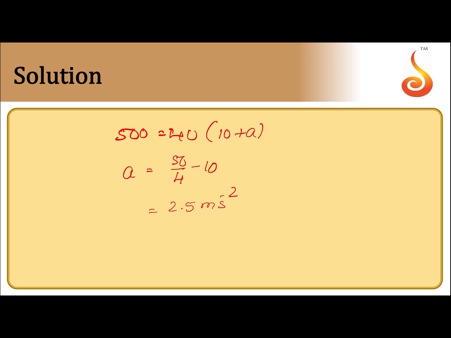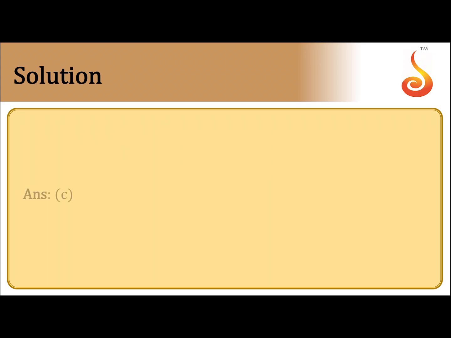So, the maximum acceleration with which the boy can climb up the string or rope is 2.5 meter per second squared. What if the acceleration of the boy is more than this? What will happen? If the acceleration of the boy is more than this, the string or the rope will snap. So, our correct choice is C, 2.5 meter per second square.